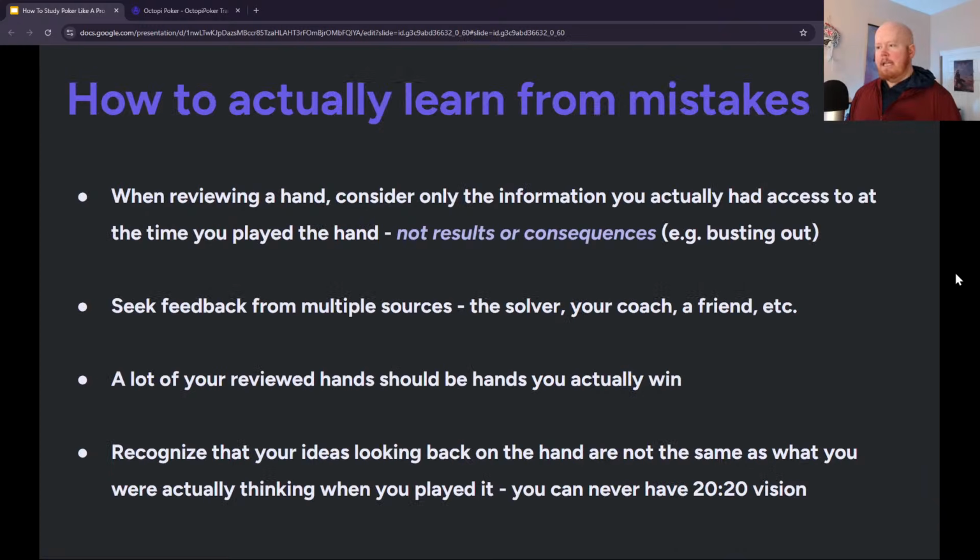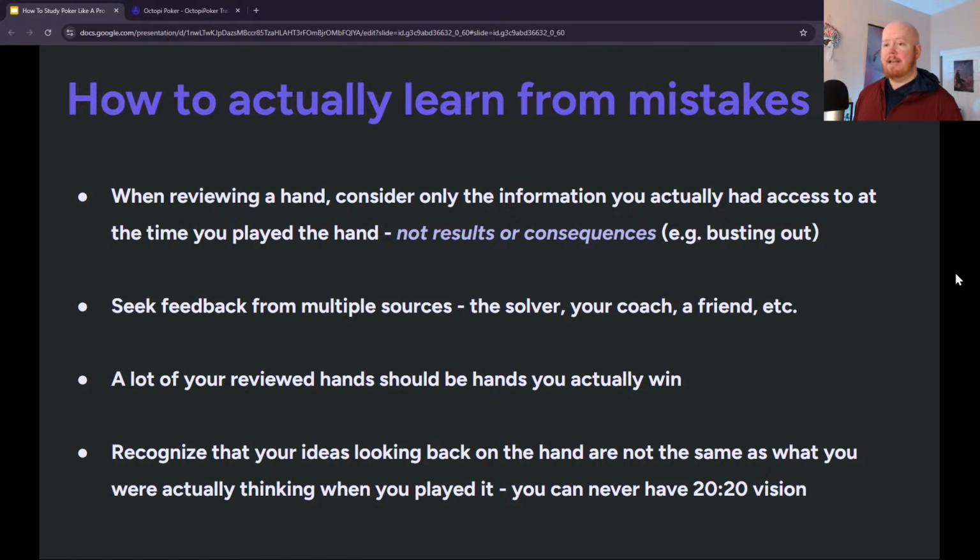Well, there's a couple of things you have to keep in mind. First of all, when you are reviewing a hand, it's really important that you only consider the information that you actually had access to at the time you played the hand. So not results, not consequences, like busting out of the tournament, anything that happened as a result of playing the hand. Obviously, you didn't know that was going to happen when you played it. So all of that is totally irrelevant.